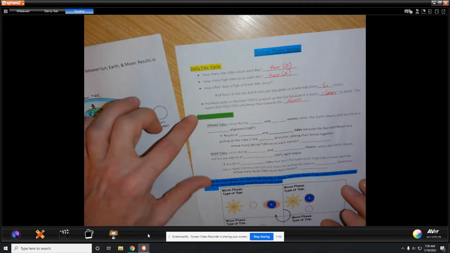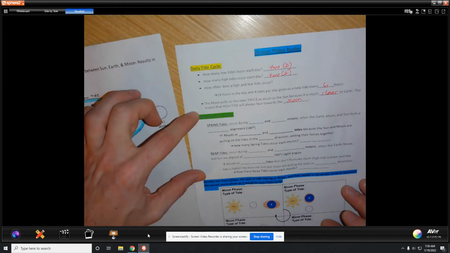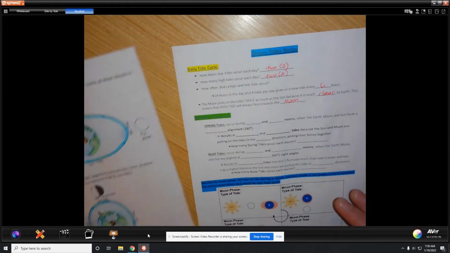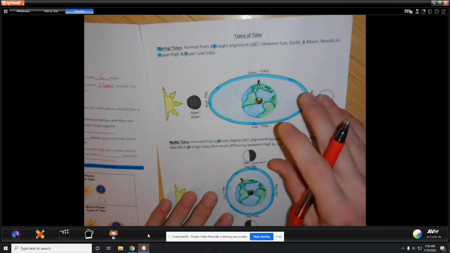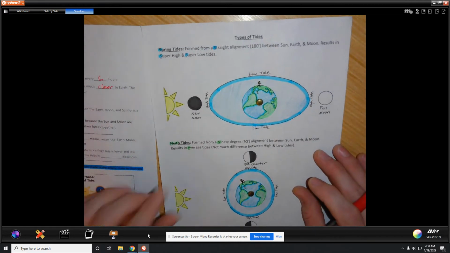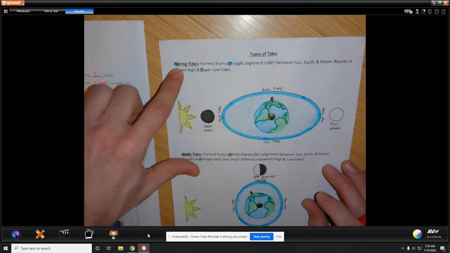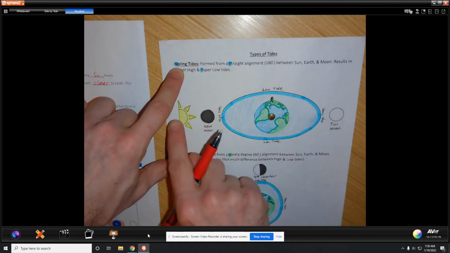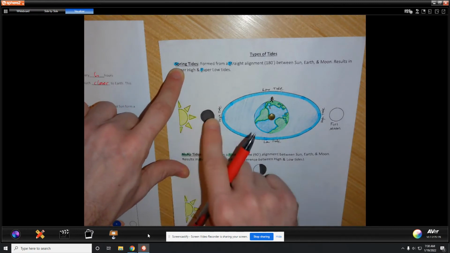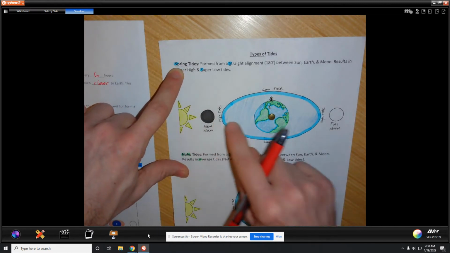Now we also have this monthly tidal cycle that's going to be based on these different moon phases and alignments between the Earth, the moon, and the sun. We're going to look at this little diagram to help us fill out this section. The first one we call a spring tide. A spring tide is always going to be when we experience this straight alignment between the sun, the moon, and the Earth. You could literally draw a line straight through them.